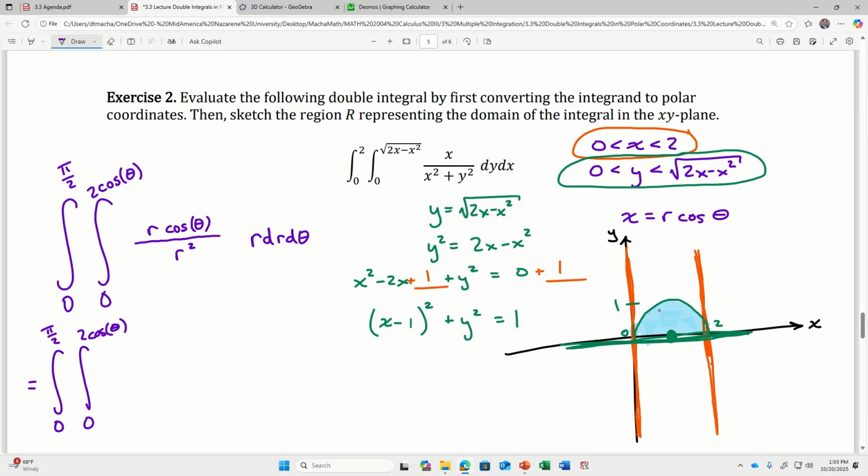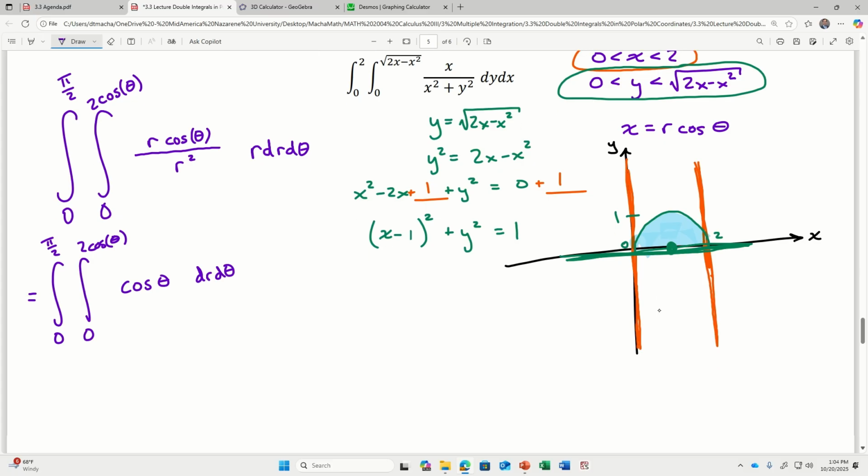So the r's cancel, right? I've got an r here, and an r squared in the denominator, so those cancel out and I just get cosine theta. Not r dr d theta, just dr d theta. So the antiderivative with respect to r is going to be r cosine theta. I'm going to plug in 0, which makes everything 0. And then I'll plug in 2 cosine theta.